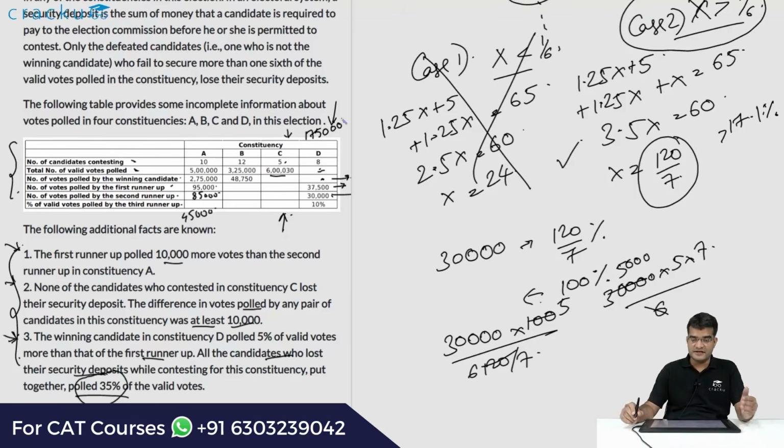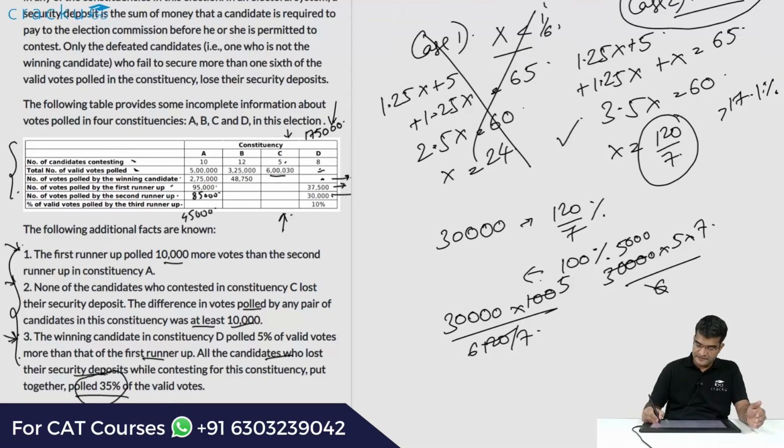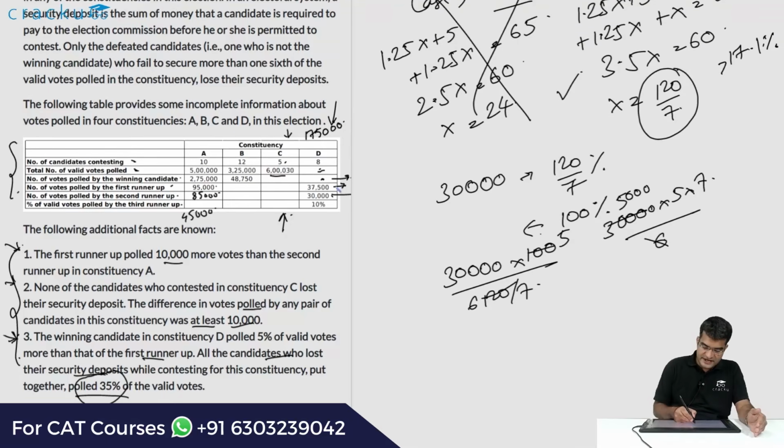votes that are there in the constituency, of which the second highest has gotten 37,500, the third highest has gotten 30,000, the fourth highest has gotten 10% of 17,500, that is 10% of 1,75,000, which will equal 17,500.